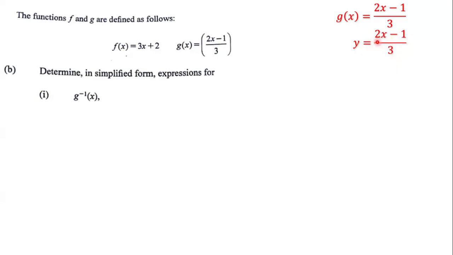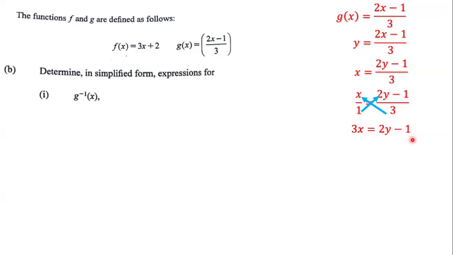The next thing we do is swap x and y. And so we put x here, we put y here. And so we have x over 1 is equal to 2y minus 1 over 3. We cross multiply. So we have 3 times x, and we have 1 times 2y minus 1. Again, we have 3x, and 1 times 2y minus 1 is 2y minus 1.